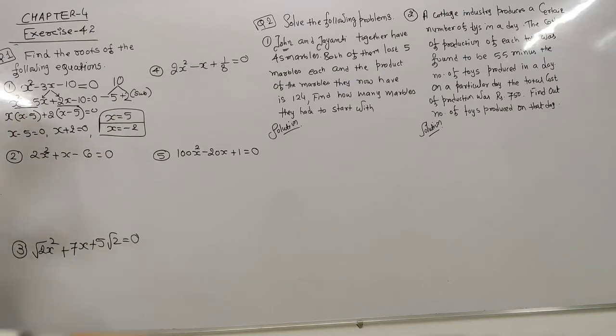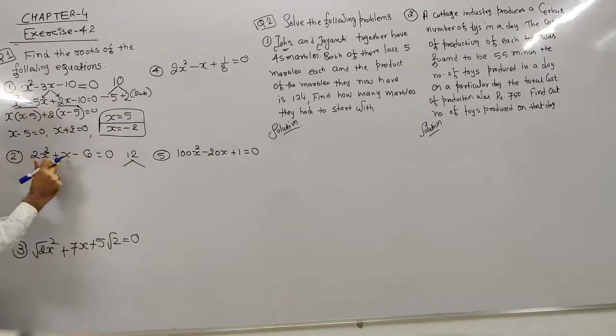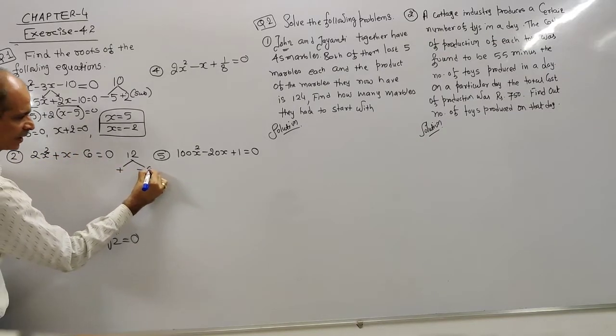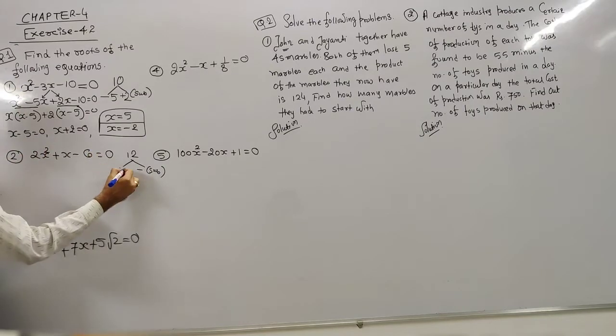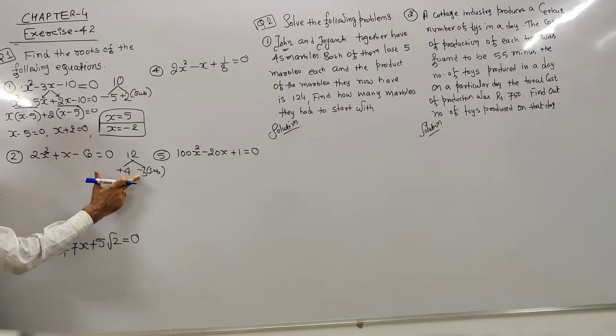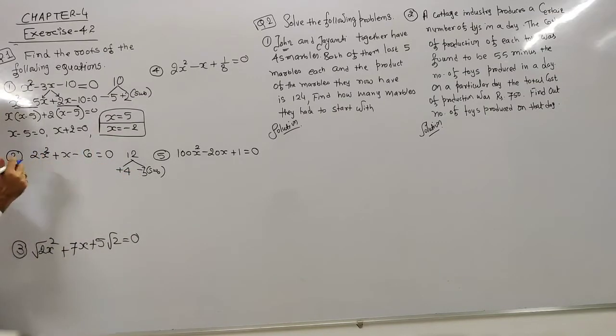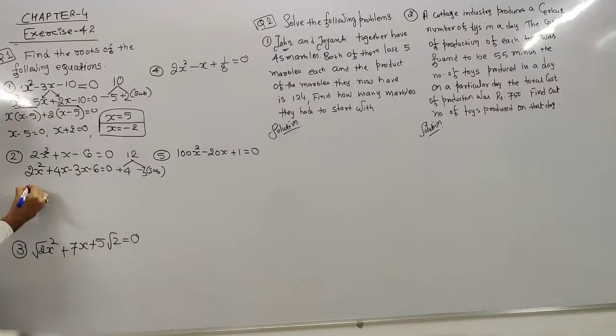Now let me start the second example. Again 3 terms are there. You have to use the method of trinomial. 6 2s are 12. Plus minus means plus minus. Again the subtraction should be 1 and 12 is there. So your factors are 4 3s are 12. So plus 4x minus 3x gives you plus x. So the answer is 2x square plus 4x minus 3x minus 6 is equal to 0.